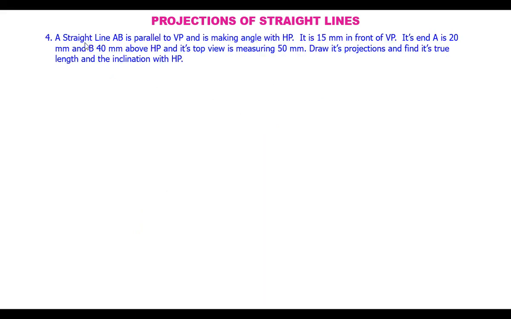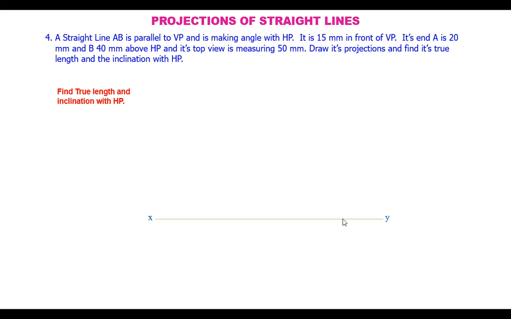Suppose you are given a straight line AB parallel to VP and is making an angle with the HP. It is 15 mm in front of VP. Let's represent the data first. Here you are actually asked to get the true length of the line. It is not given. We are asked to get the true length of the line and the inclination with the horizontal plane, both. So let us find.